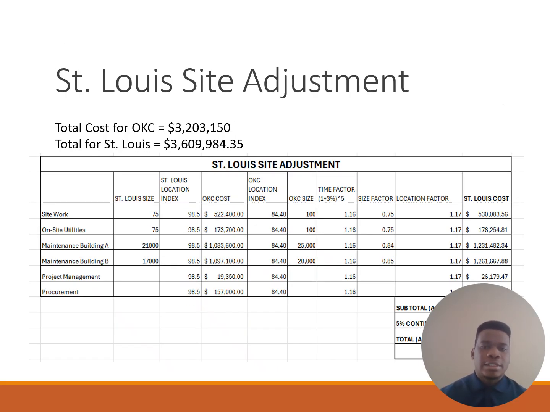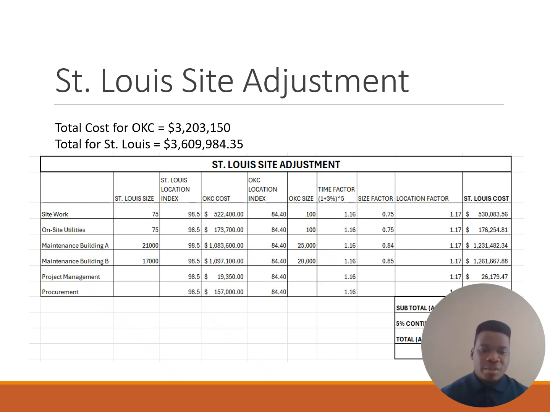And this slide summarizes the cost adjustment for the St. Louis, Missouri site, which is planned 5 years in the future. As we can see, St. Louis has a higher location index than Oklahoma City, which increases the cost factor. But the building sizes are smaller than the Dallas alternative, which reduces the size factor and overall cost. After adjustment and a 5% contingency, the estimated construction cost for St. Louis is approximately $3.61 million.